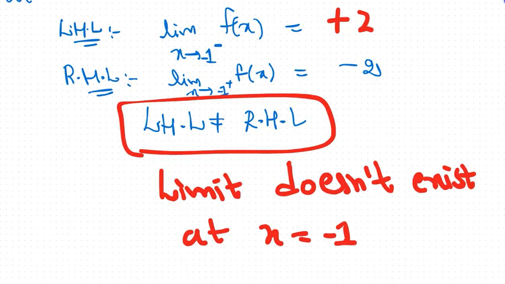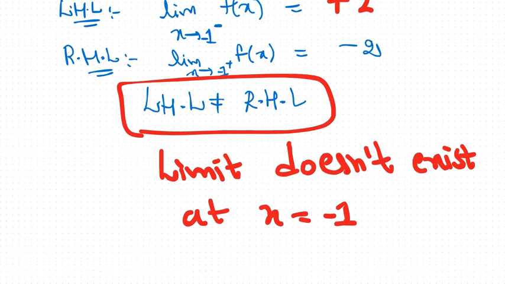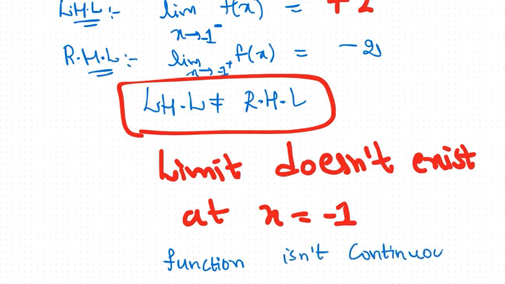So can I also say that if LHL is not equal to RHL, the function is continuous? No. It should not, right? The function is not continuous. So that is about the continuity concept.